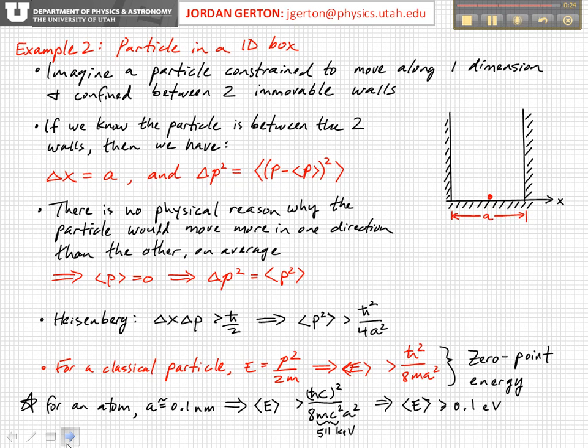If we plug in values for something like an atom, which has dimensions of about 0.1 nanometers, we see that the 0-point energy of an electron in an atom is about 0.1 eV. This is the one-dimensional case, and it doesn't include the attractive Coulomb force, which you'll do in your homework.